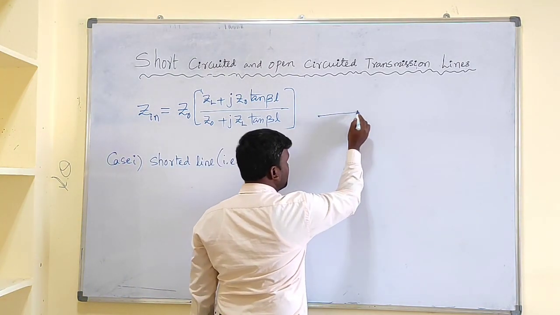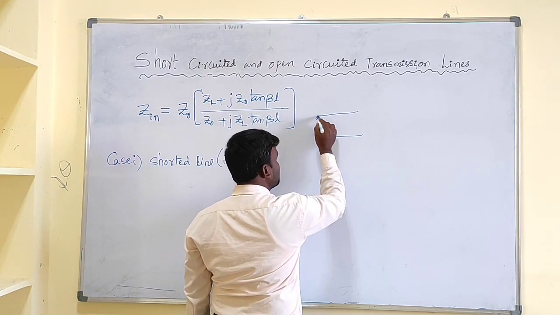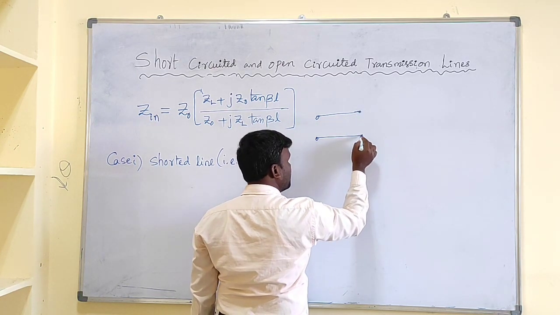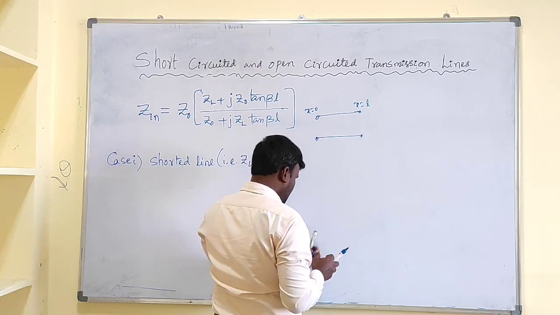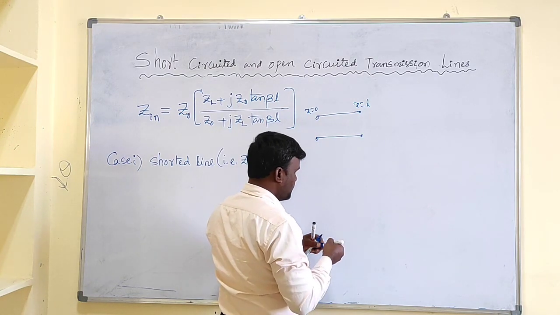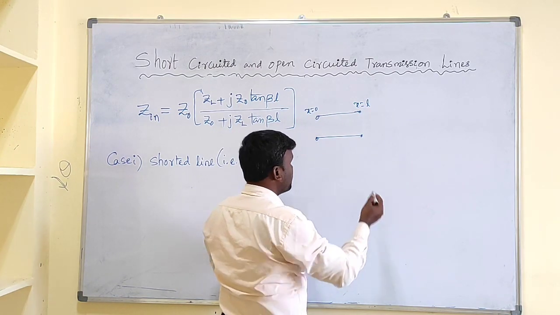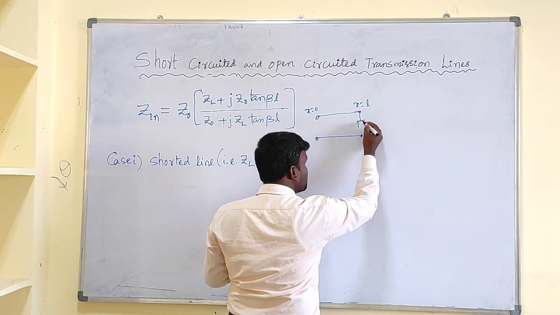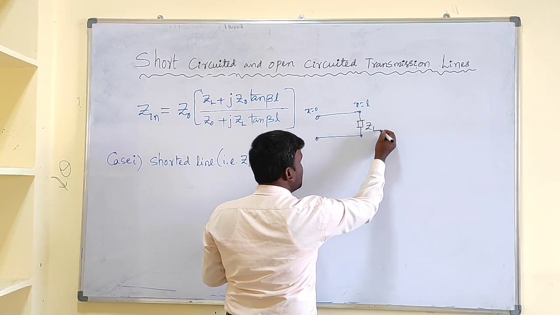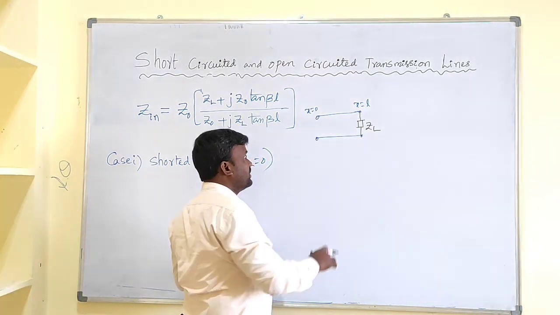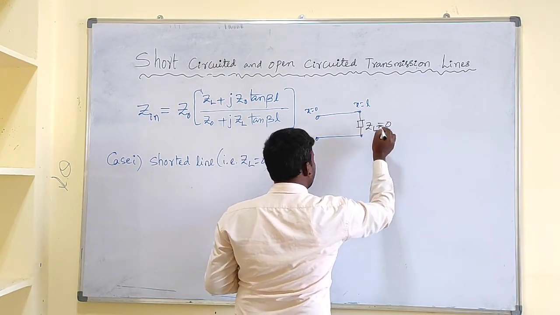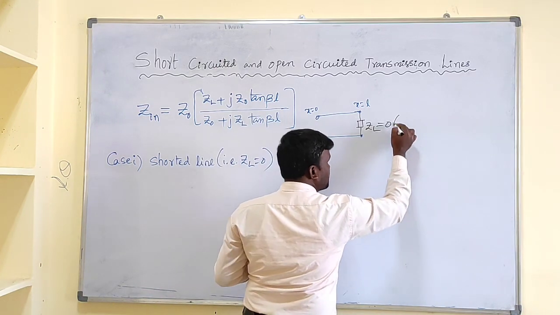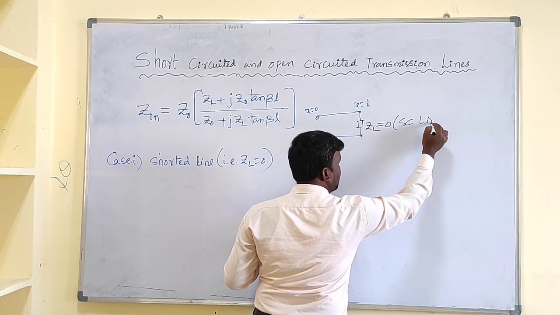Here is our transmission line, this is the input end and this is the load end. Here x equal to 0, this is x equal to L, and here we need to connect a load of impedance ZL. So basically this is used to connect the source and load. It is the source end and it is the load end. In this case we consider ZL as 0. That means it is an SC line, short circuited line.